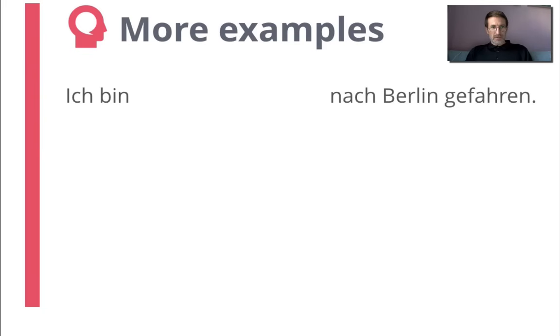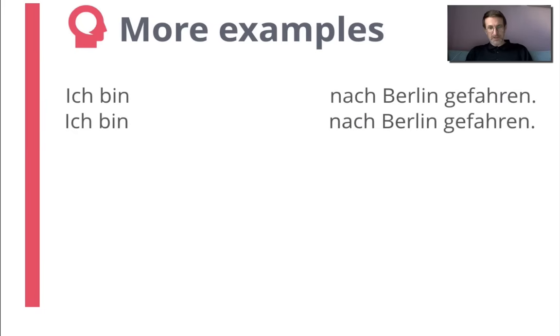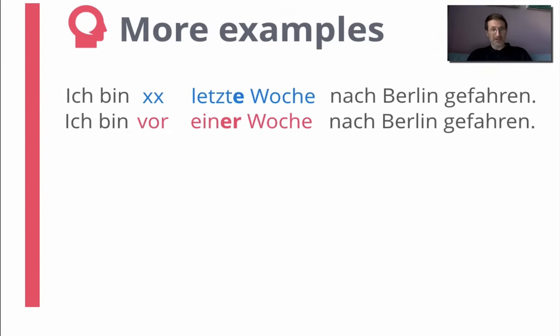A couple of more examples. For example, ich bin nach Berlin gefahren. So again, last week. Ich bin letzte Woche nach Berlin gefahren. Ich bin vor einer Woche nach Berlin gefahren. Basically the same information. If you take a look at the translation, I drove to Berlin last week for the first line. I drove to Berlin a week ago. Of course, there is a slight difference, but hey, I think it's negligible in this. Yeah. So it's important that you understand the version with the preposition, but if you have to use it, use the easy version.